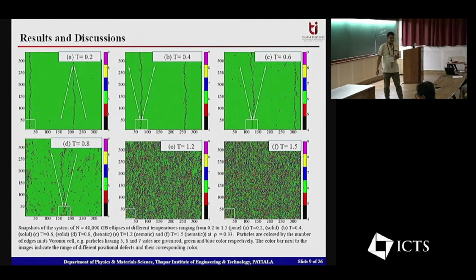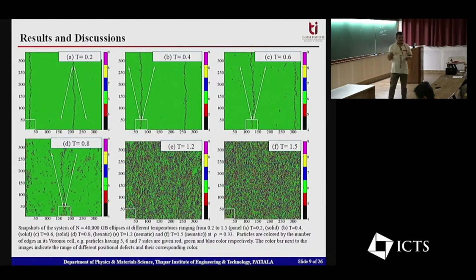Here is a snapshot of the different systems at different temperatures and densities. On the top, the temperature is 2.2. On the bottom right corner, you have 1.5, and green means positional order: each of the particles has 6 nearest neighbors. Other than green means that particle doesn't have 6 nearest neighbors. At low temperature, it's almost all green, so most likely a crystal.